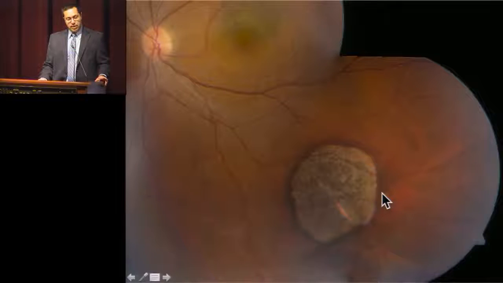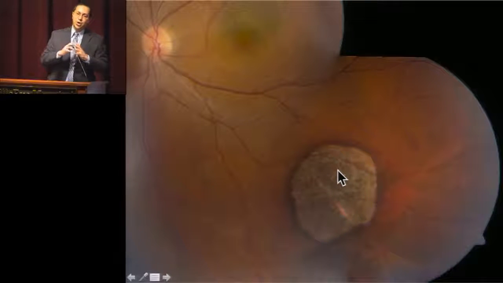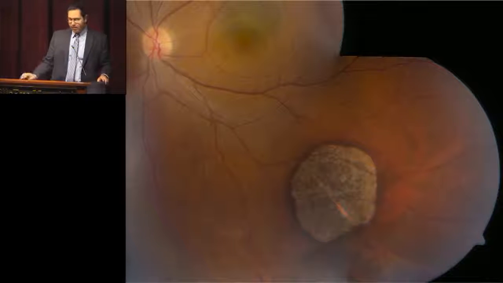This is similar, except that the lacunae is actually filling the whole thing. That's why it's amelanotic. So when you see an amelanotic CHRPE, really it had a lacunae that has now completely filled the whole thing. But you still can see this pigmented halo around it.